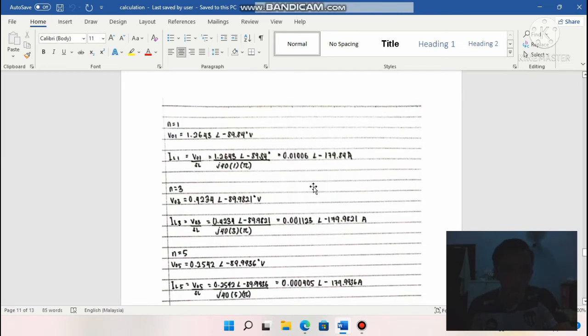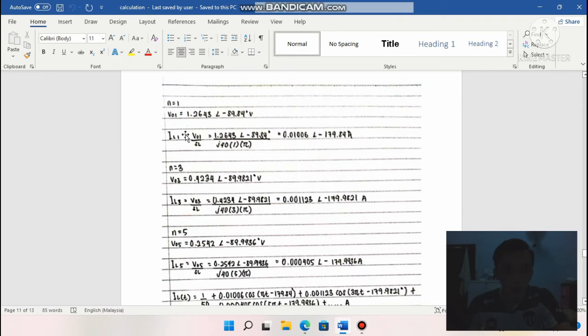Then the next step is to find the current at the inductance. As usual, N equal to 1, and we use the answer for VO1. Then the formula is VO1, the voltage, divided by sL. So sL uses this equation, that is j, π, T, and N. So we will get this answer for IL1.